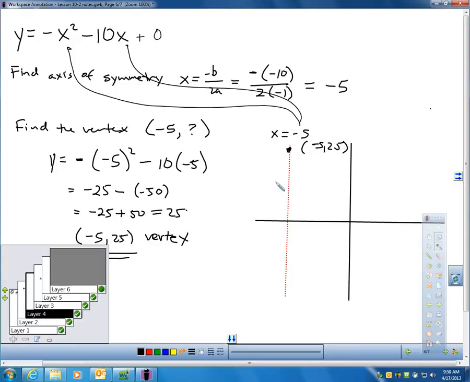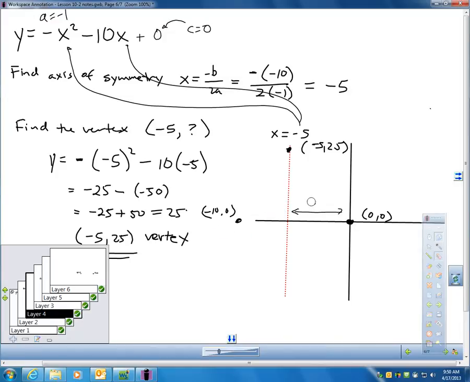Now here's the next thing. I know this is opening down. Okay, A is -1, so I know this is opening down. C equals 0. Can you see that? Which means I have a point at 0, 0. Well, if I have a point at 0, 0, if the axis of symmetry is 5 units away, can you see 5 units here? 5 units away, that means there must be a mirrored point 5 units on the other side of the axis of symmetry. That would have to be at negative 10, 0.